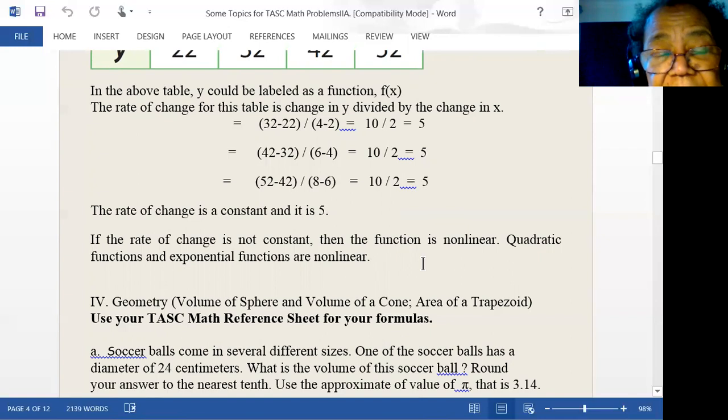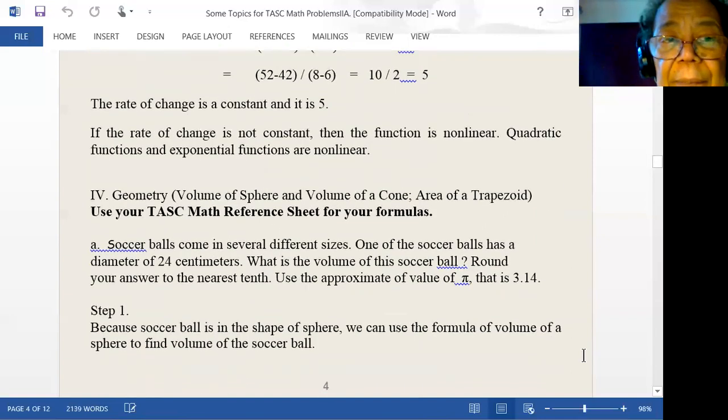Okay, now the next topic deals with geometry. Now, let me remind you that you have a TASC math reference sheet for your formulas. If you don't have one, let me know and I will send you one. All right, we will calculate here the volume of a sphere, volume of a cone, and area of a trapezoid.